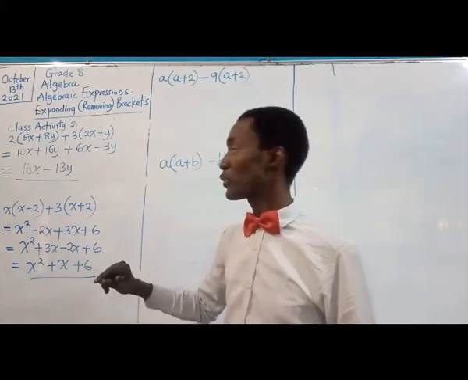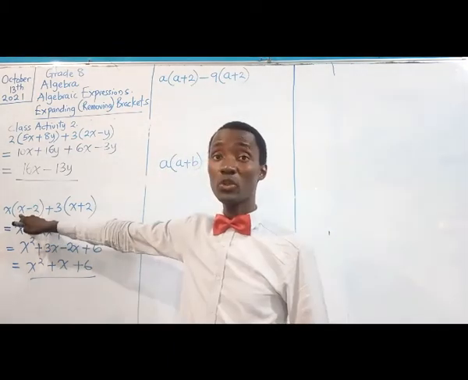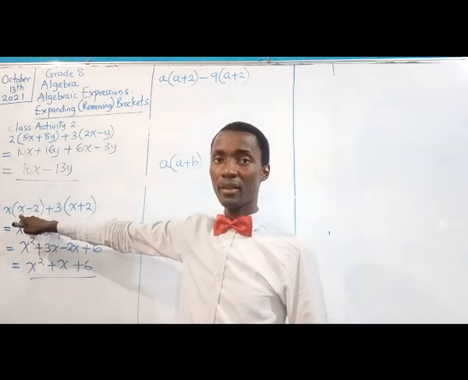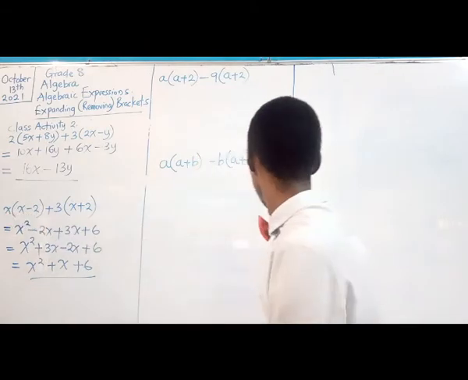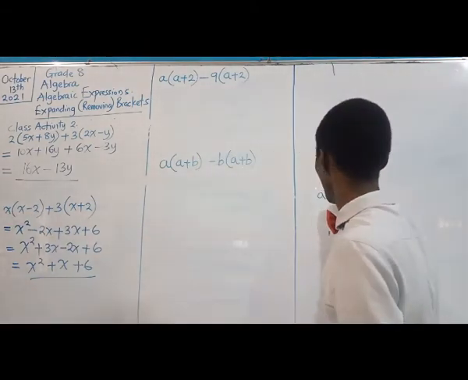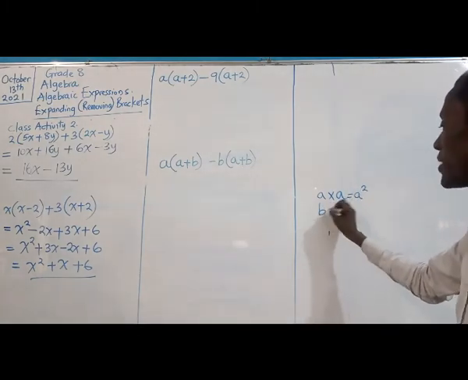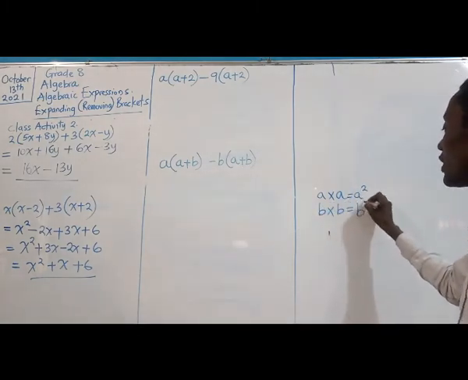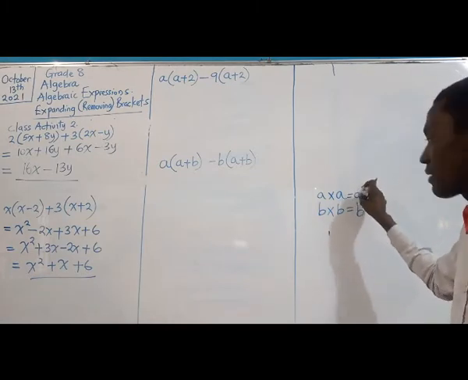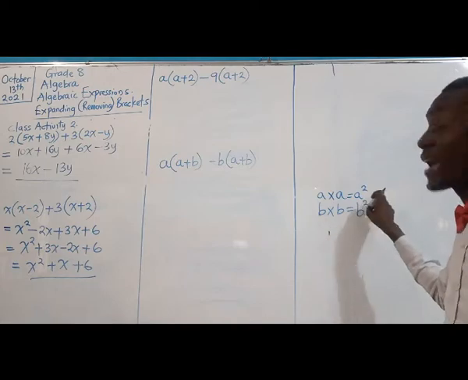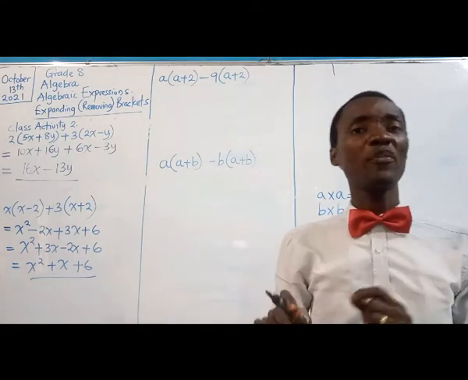So take note of what has happened here. What has been teased? If you multiply same letters, you have a square. Same letters, you have what? A square. So if I have a times a, for instance, a times a will give me what? A squared. B times b will give me b multiplied twice. So a squared means a multiplied twice. B squared means b multiplied twice. Is that clear? It's different from what we're talking about a coefficient.